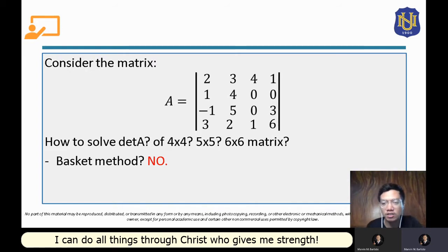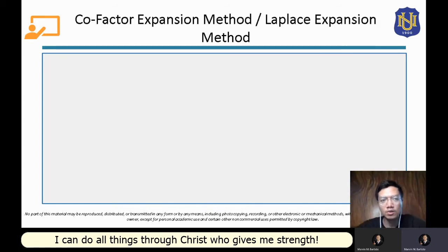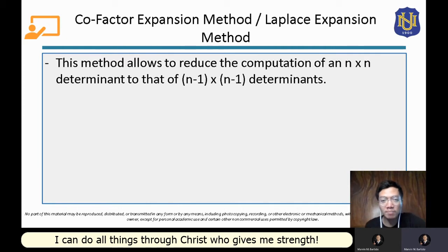Let's start our discussion for this. The first method that we're going to discuss is called the cofactor expansion method, or it is also called the Laplace expansion method. This method allows us to reduce the computation of an n by n determinant to that of an n minus 1 by n minus 1 determinant.